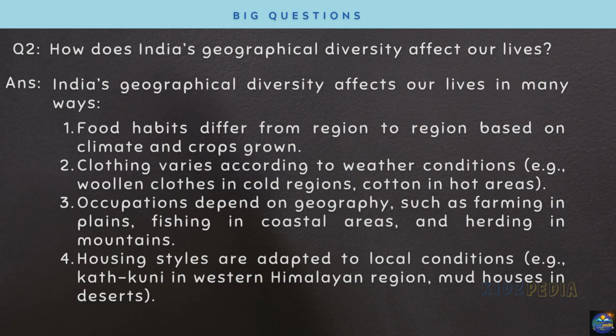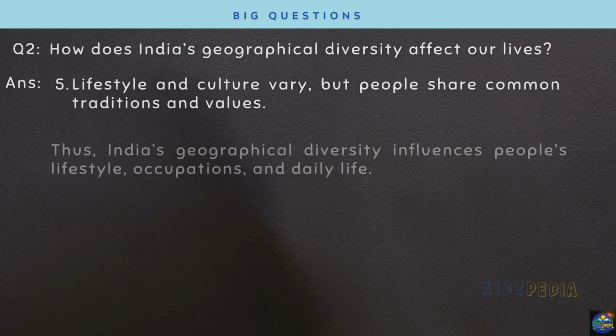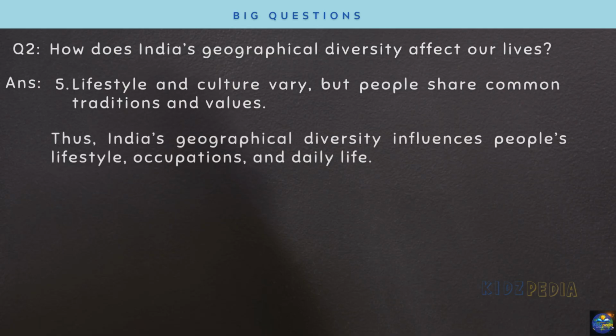Housing styles are adapted to local conditions. Example, Kathkuni in hilly areas, mud houses in deserts. Lifestyle and culture vary, but people share common traditions and values. Thus, India's geographical diversity influences people's lifestyle, occupations and daily life.